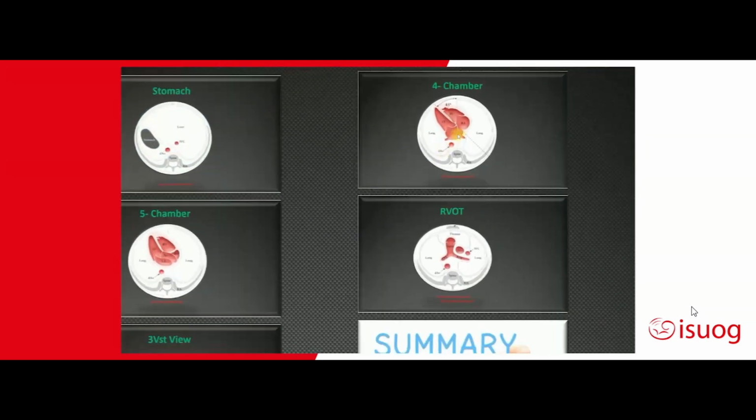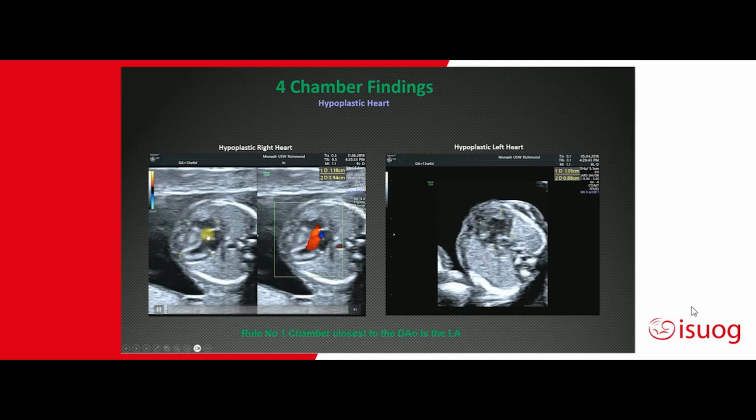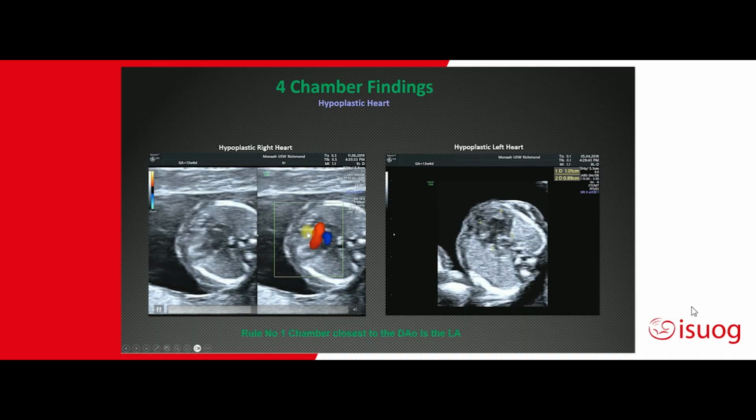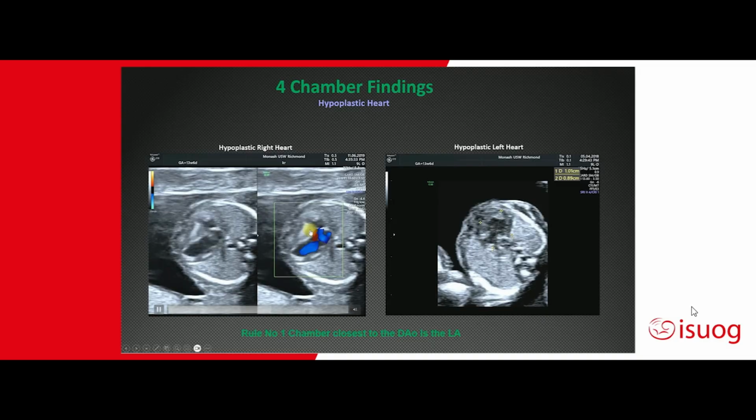Next section, the 4-chamber view of heart. In this case, descending aorta, therefore that's the right ventricle, hypoplastic right heart with a tiny amount of flow into the right cardiac ventricle. Typical appearance of pulmonary atresia with intact ventricular septum.